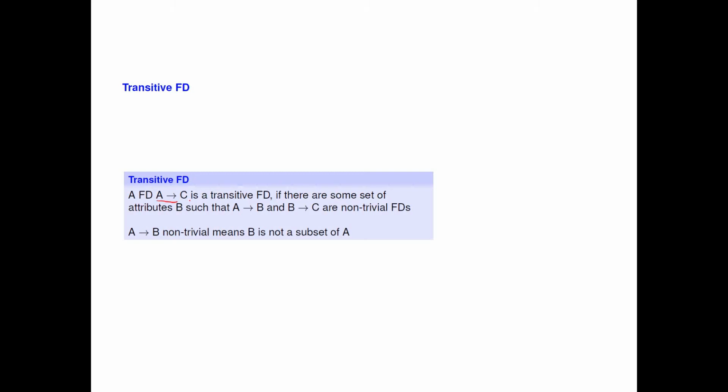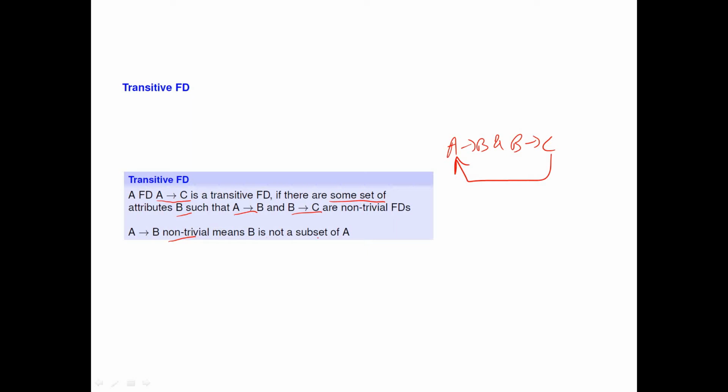The functional dependency A determines C is said to be transitive if there is certain attribute available, that is B, and A determines B and B determines C are the non-trivial functional dependencies. That means if A determines B and B determines C are there, this C is depending upon the A transitively.